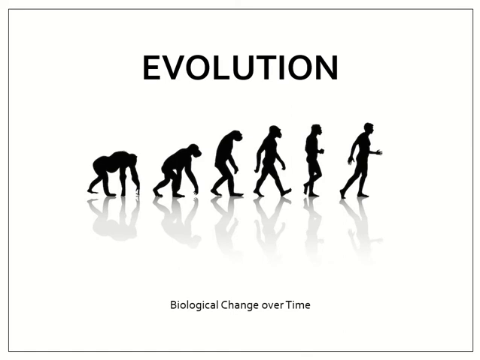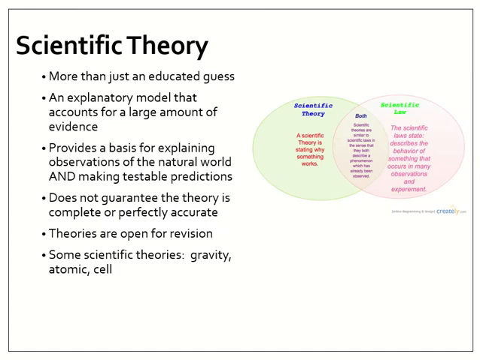Hi class, we are moving on to the next unit, which is going to be evolution. We are going to look at the theory of evolution. So the first thing we're going to talk about is the difference between a scientific theory and a scientific law.